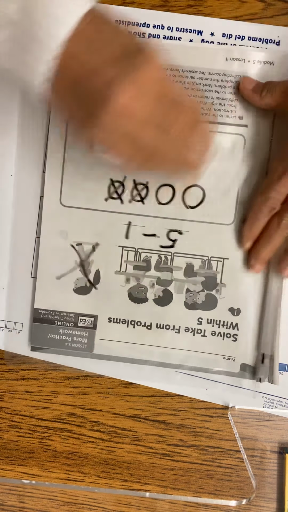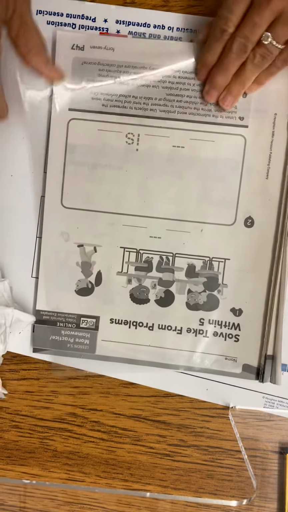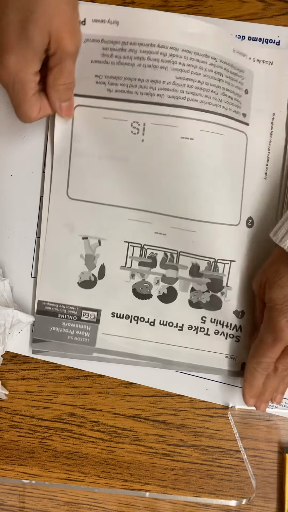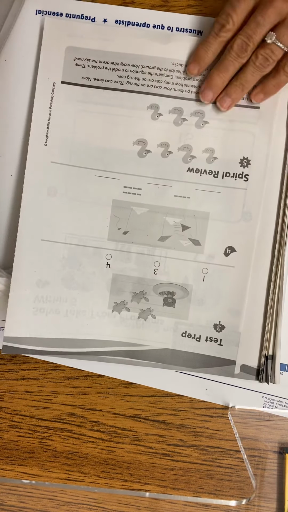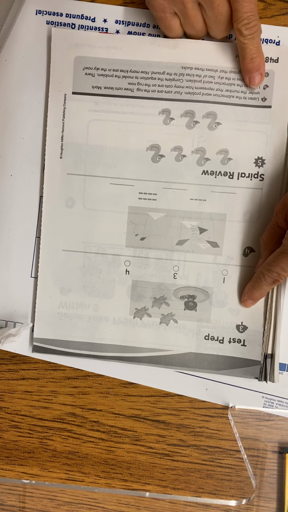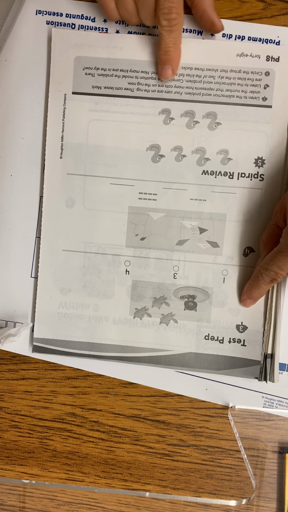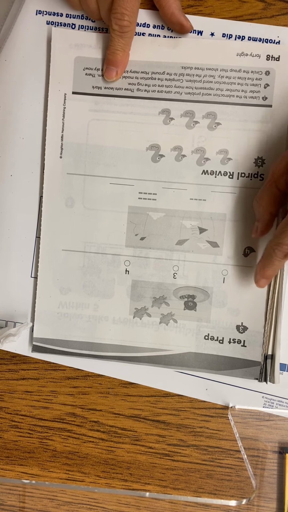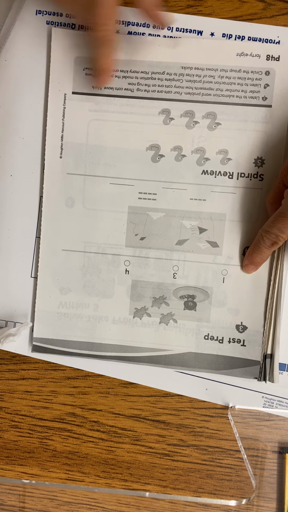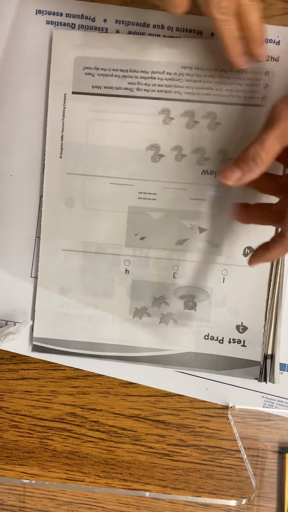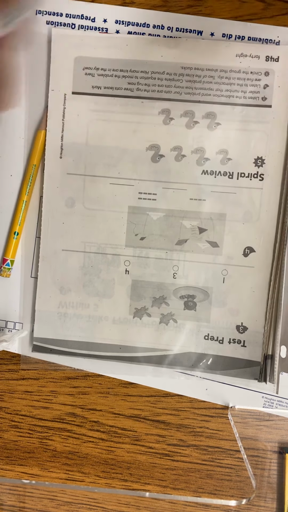Turn your page. If you need to push pause at any time, go right ahead and do that. Here we go. Listen to this story. 4 cats are on the rug. 3 cats leave. How many are left on the rug? That's correct, just 1. So go ahead and fill in the circle under the number 1.